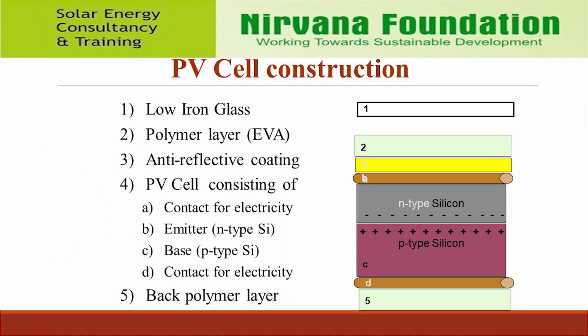PV cell construction. Low iron glass. Polymer layer, EVA. Anti-reflective coating. PV cell consisting of contact for electricity. Emitter, N-type Si. Base, P-type Si. Contact for electricity. Back polymer layer.